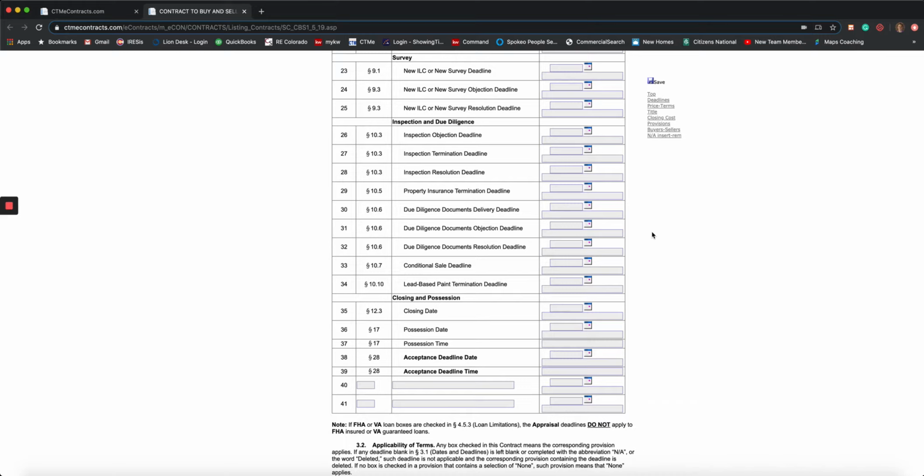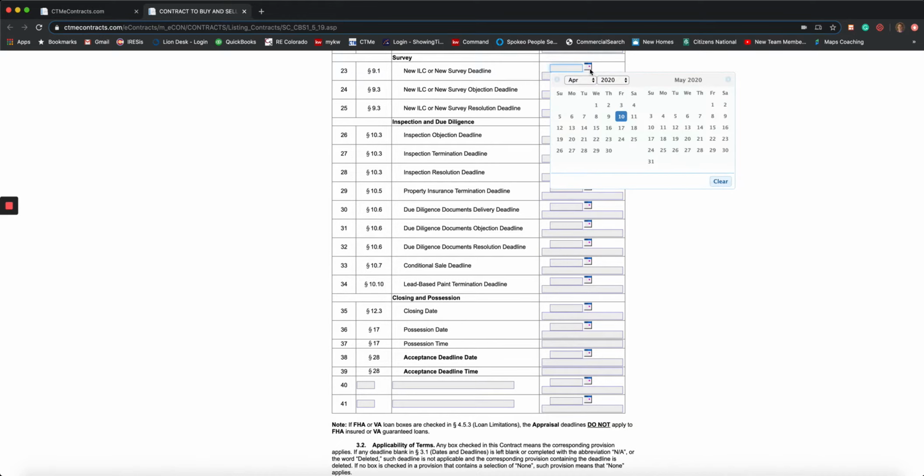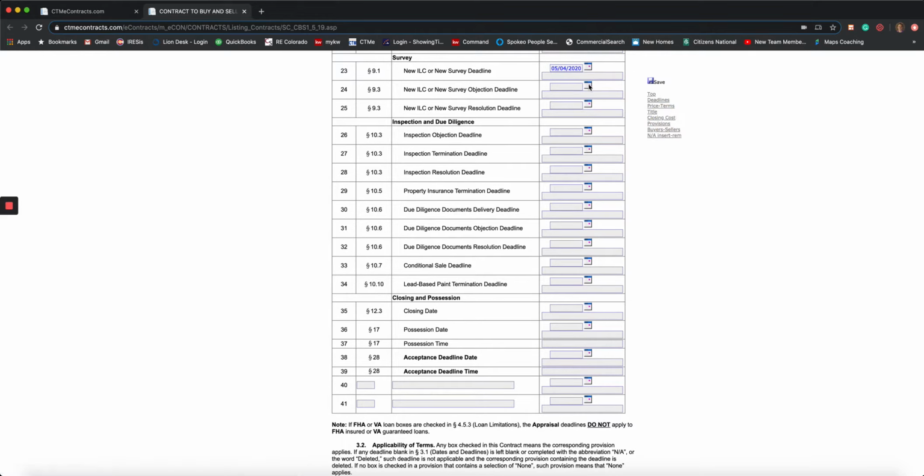Make sure that if they want these deadlines in there, that they know exactly what they're doing and how that process will work. So if they do need to order something, surveys take a little longer than an inspection or an appraisal. So they're closer to, I would say, more on the 2 to 3 week mark, but more likely 3 to maybe 3.5, 4 weeks. So if we are doing an ILC or survey, let's put this guy out until around the 1st or maybe the 4th of May.